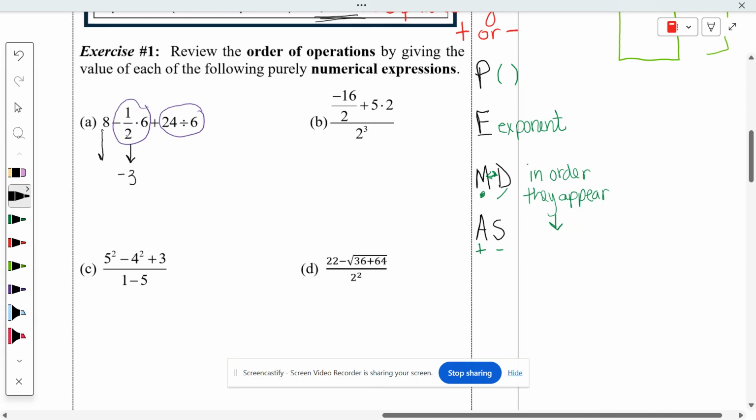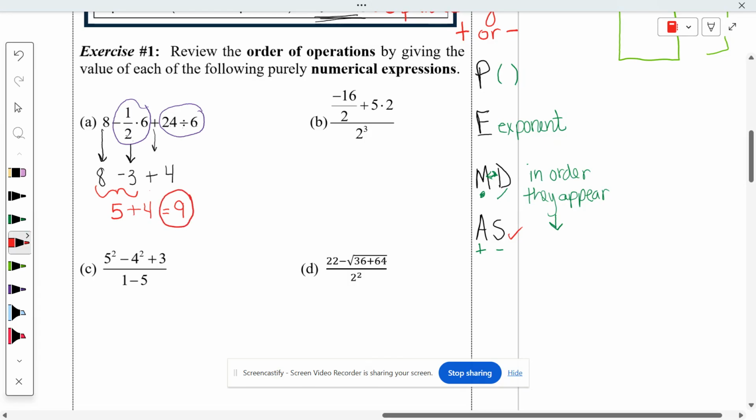I'm going to bring down my 8. I have a plus sign right here. And now I have the division problem, 24 divided by 6. Well, 24 divided by 6 is 4. So now what are my next operations? Well, I have subtraction and then addition. So I have to do the subtraction first, right? It's in the order that they appear. So 8 minus 3 is 5 plus 4 equals 9.